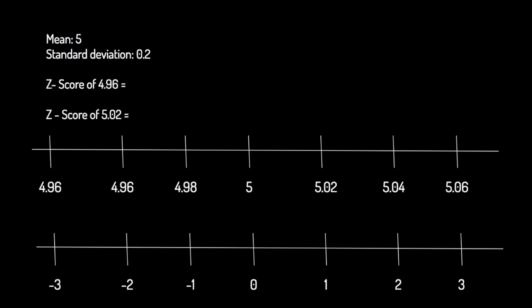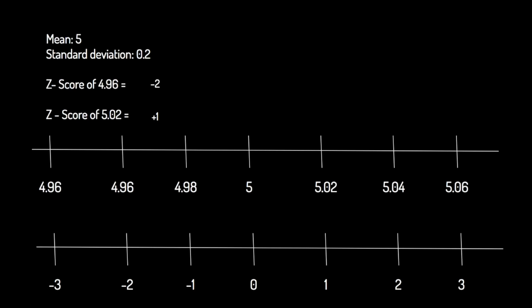Now, for example here, let's say we have a data of mean of 5 and a standard deviation of 0.2. The z-score of 4.96 would be -2 because it is 2 standard deviations lower than the mean. And similarly here, z-score of 5.02 will be +1 as it is 1 standard deviation further to the right from the mean. This is how you use z-score.